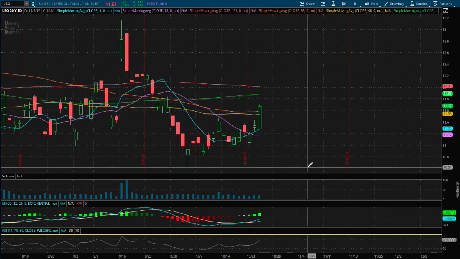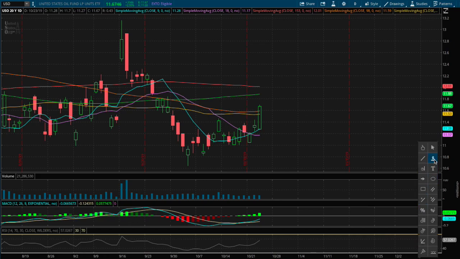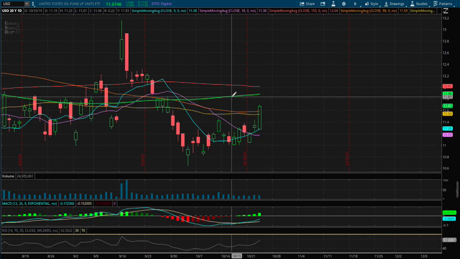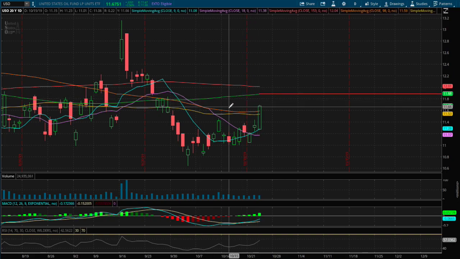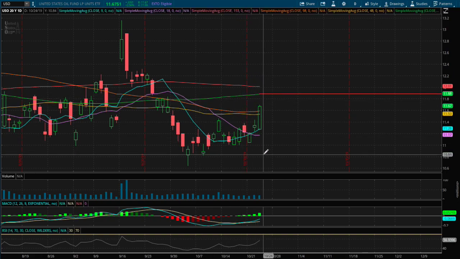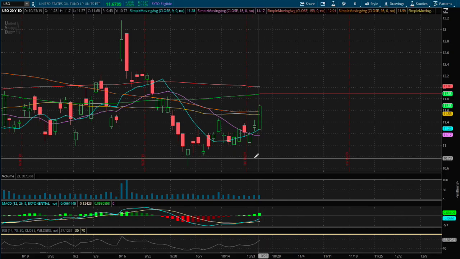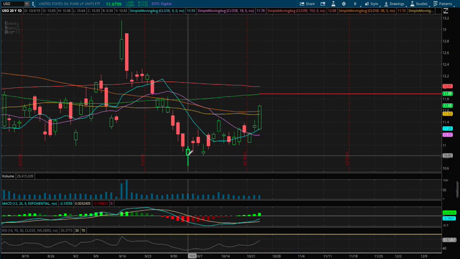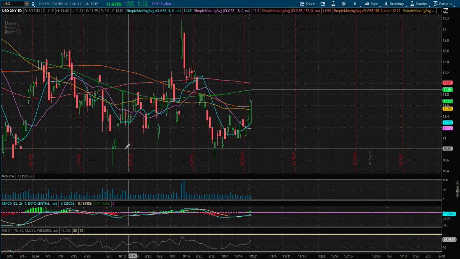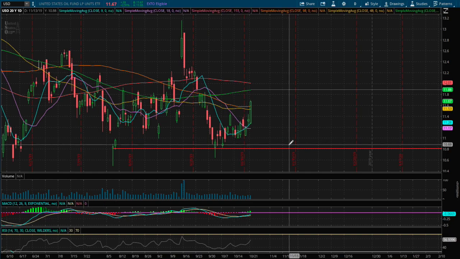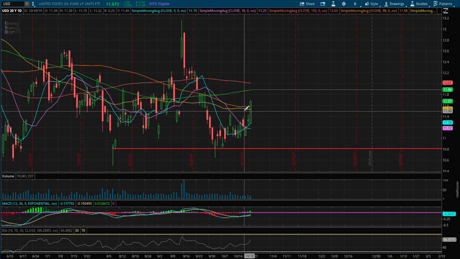So right now I do see a possible resistance at the 200-day moving average, which is this green line, and around the price of $11.90. So that is our first resistance. And as for support, I do see a possible support around the price of $10.80. That support also dates back to past support back in early August, so that is the next support if we do reverse and head down lower.